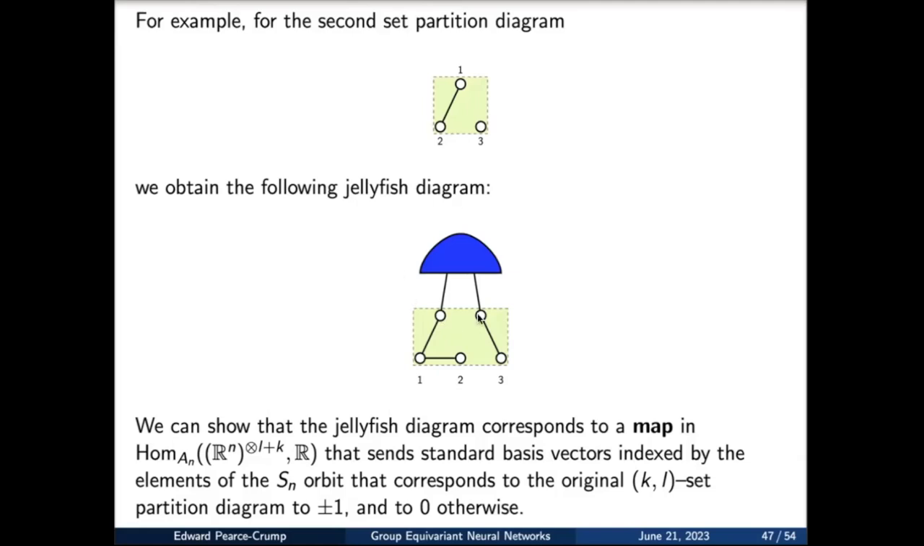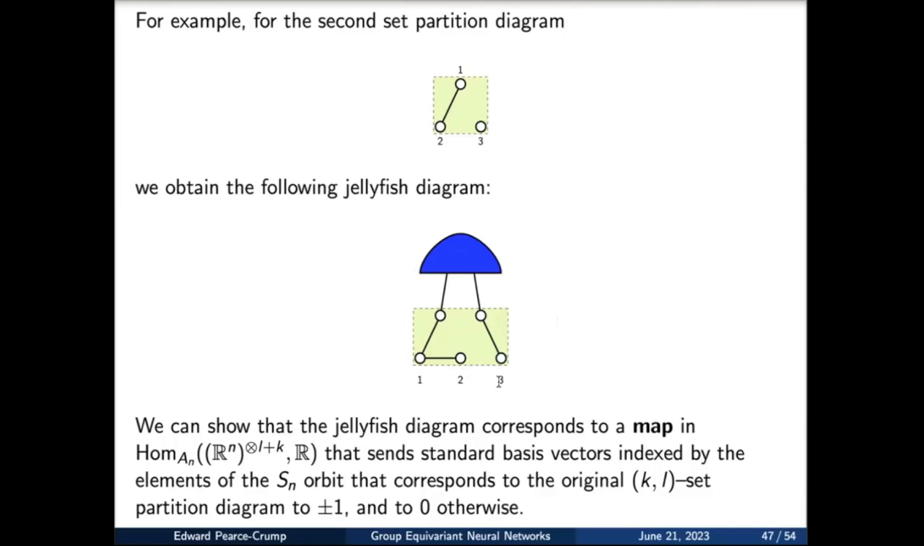And then what we do is we attach the jellyfish head on top to these N nodes. So diagrammatically, we have this jellyfish diagram, but this is going to correspond to an A_N equivariant map, in fact, from an L plus K order tensor to a zero order tensor, through the N order tensor, right? That's A_N equivariant. So I said this top bit was A_N equivariant. Now this bit is also A_N equivariant. In fact, it's actually S_N equivariant, which means it's A_N equivariant because of course A_N is a subgroup of S_N.